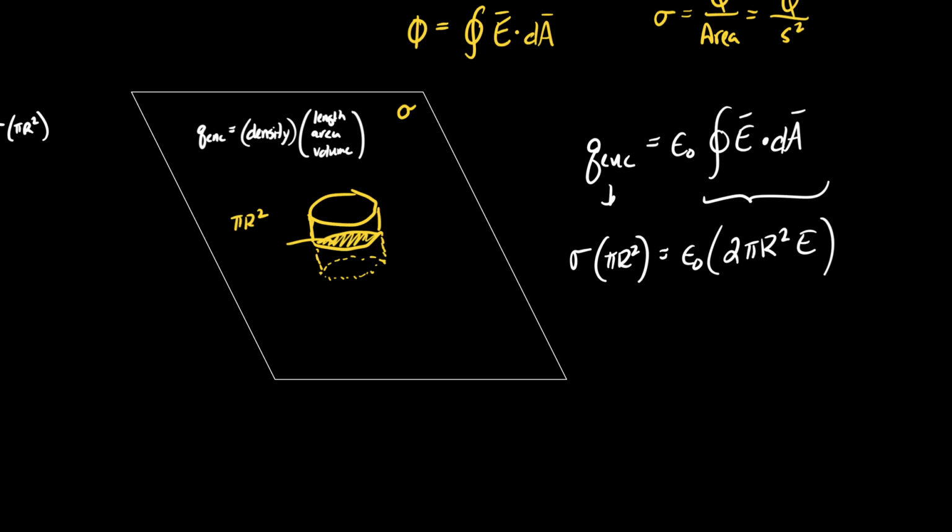So we're going to assemble our Gauss's law by putting in the Q enclosed on one side and what we find for flux on the other. We have our proportionality constant, epsilon, in there. And now solve for E. Pi r squared cancels on both sides. So E becomes sigma over 2 epsilon naught.